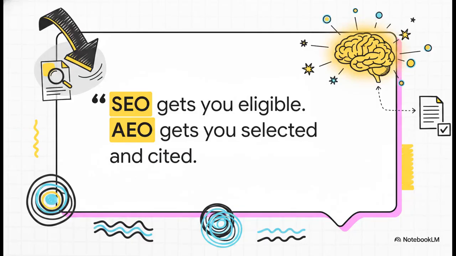There's a core, unavoidable problem we have to face right now. Traditional SEO gets you eligible, sure, but AEO gets you selected and cited. Just think about it for a second. You could have the most beautifully optimized page in the world, but if Google's AI decides to summarize the topic and just leaves your link entirely out of the answer, well, you're essentially invisible.